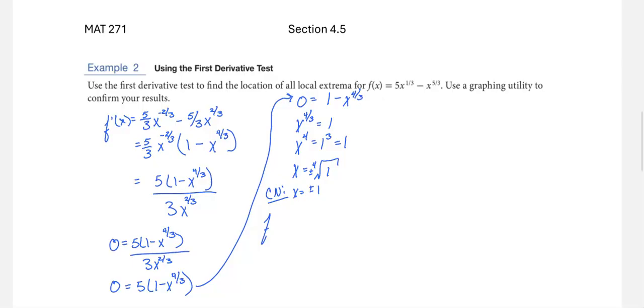But we also need to think about where the derivative is undefined. That derivative is undefined anywhere that denominator is equal to 0. And that's going to happen at x equals 0. So that's a critical number also. So my critical numbers are going to be -1, 0, and 1. And those are the numbers that go on my sign chart.